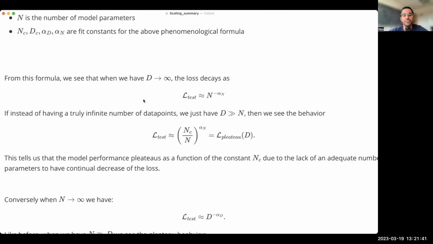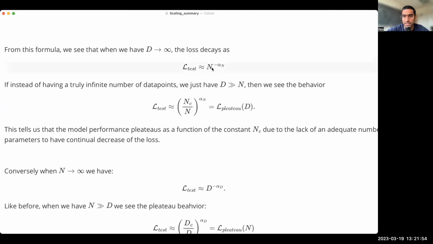So very quickly, say we took the number of data points to infinity, the loss decays as a function of the number of parameters. So that's very nice. This is decaying behavior with the one parameter we have control over. But now let's say that it isn't strictly infinite, but it's significantly larger than N, that the number of data points is just significantly larger than the number of parameters. Then what we see is that the test loss is basically behaving in the same way, except that it's sort of bottlenecked by this number N_c, which dictates when this loss function will plateau.